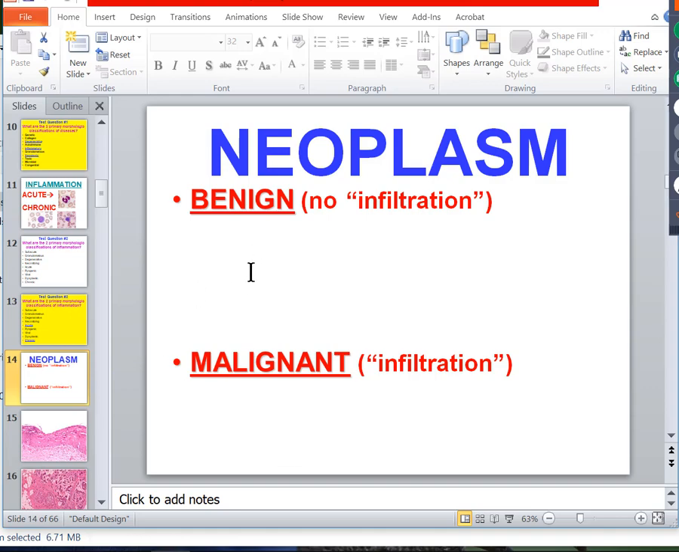A benign neoplasm is a proliferation of cells in which there is no infiltration of surrounding or remote structures. A malignant neoplasm is a proliferation of cells in which there is infiltration. So if you want to know what the difference is between a benign and a malignant neoplasm, it's simply one word, infiltration. And believe it or not, this question almost always appears even on the pathology board exams. That's how important it is. It might seem simple to you, but it is of tremendous importance.